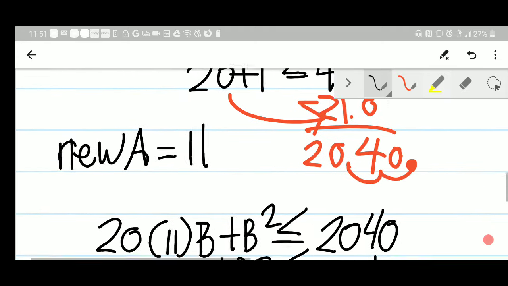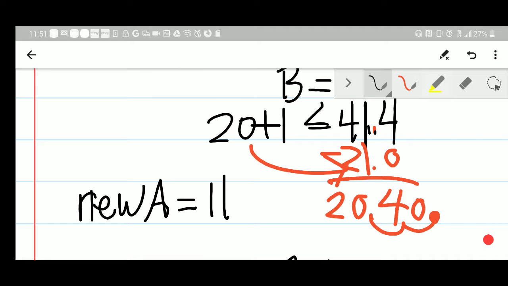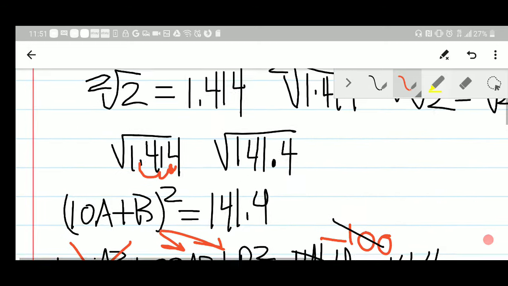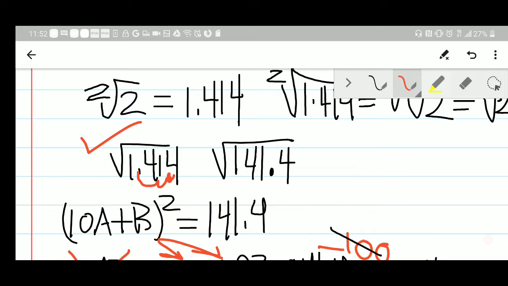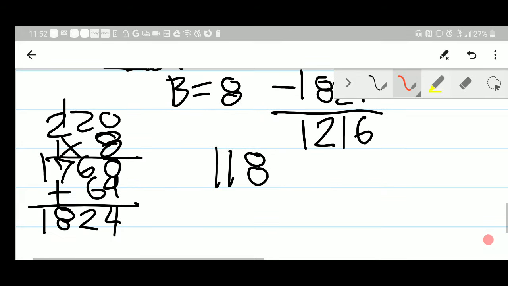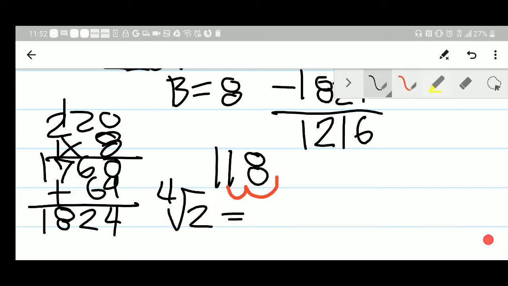And we move the decimal place once for this operation, and then we moved it once in the beginning. So we have to go back and move the decimal back. So your fourth root of 2, which is the square root of 1.414, is 1.18.